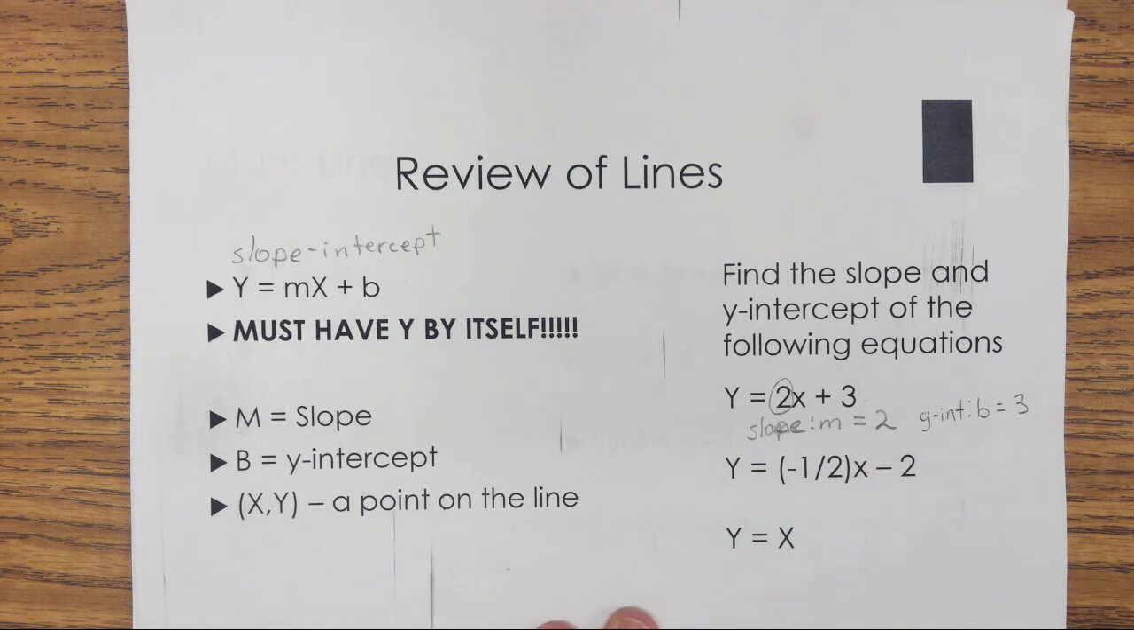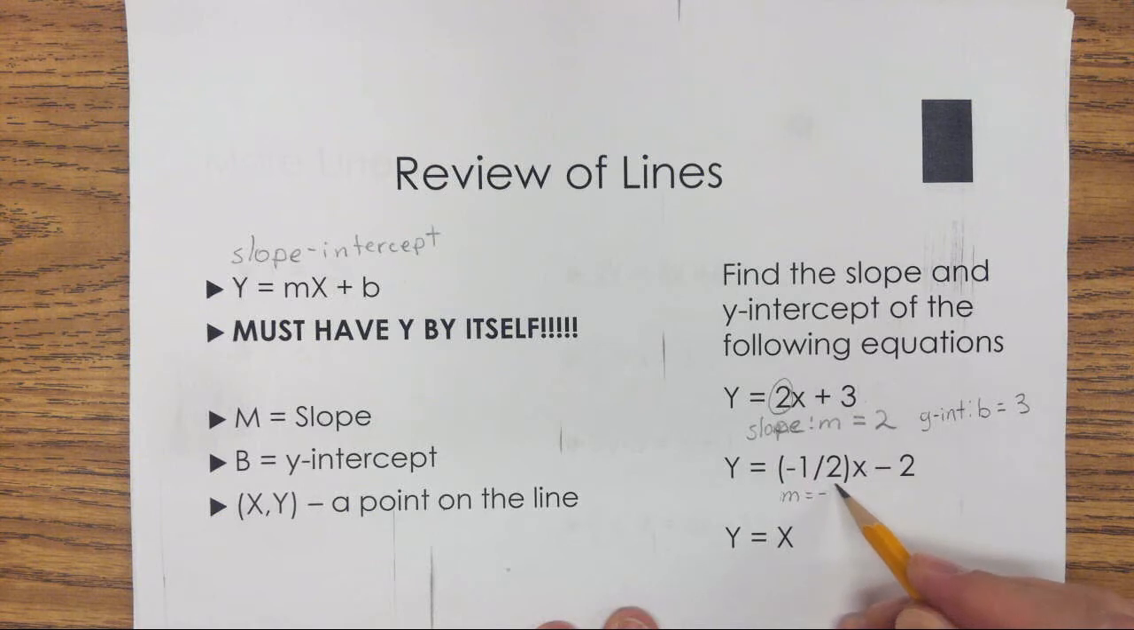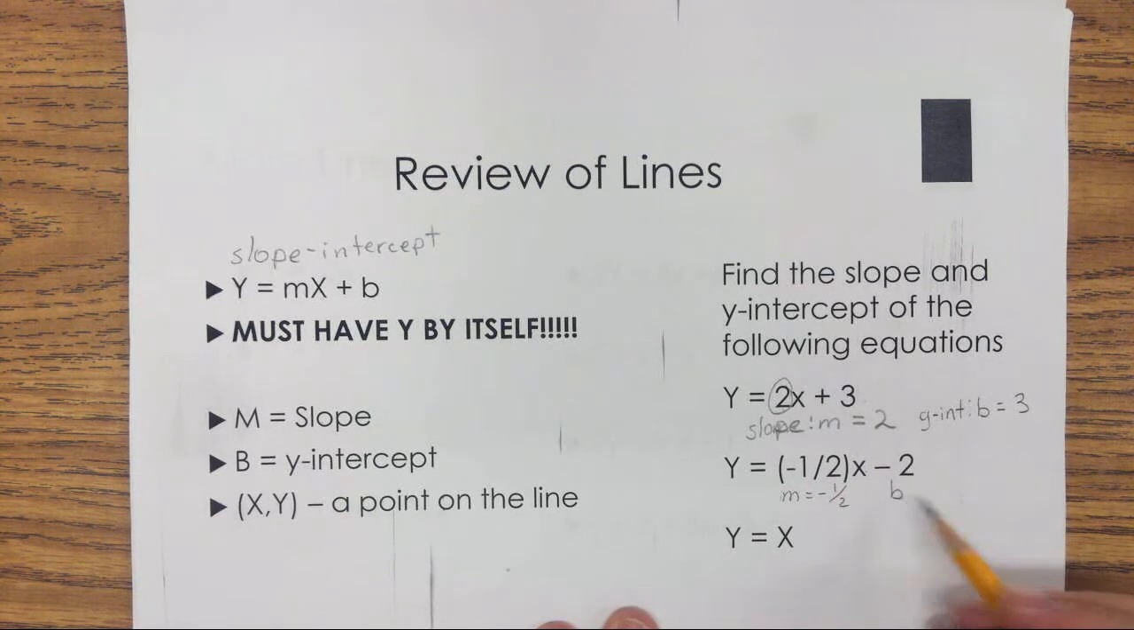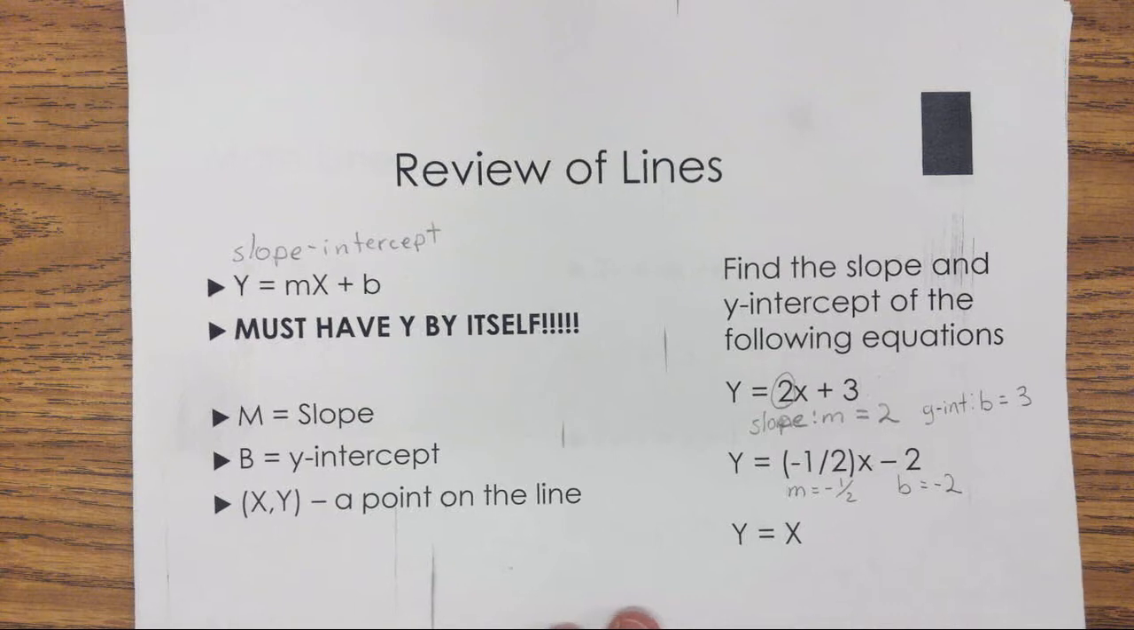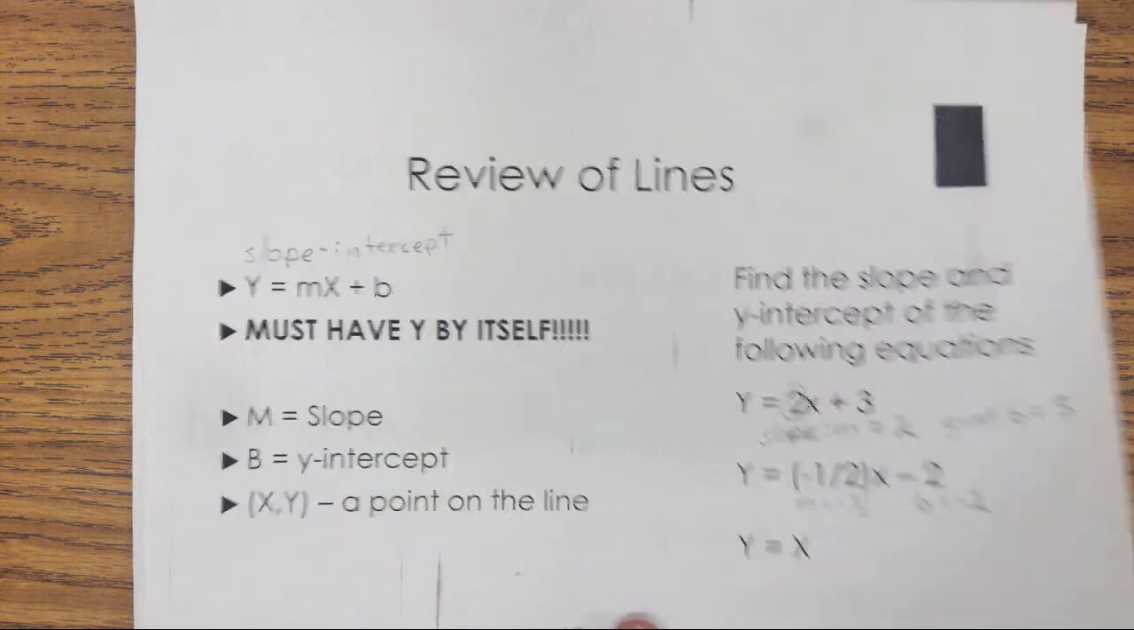What's the slope of this one? That's right. m is equal to negative 1/2. And the b, or the y-intercept, is equal to negative 2. Okay? So look at this one by yourself and see if you can figure out what the slope and the y-intercept is. Moving on.